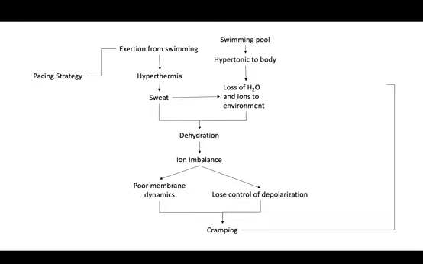So the first thing we're going to try to do is we're going to try to pace. And so what's pacing going to do? Well, pacing is going to slow down the exertional heat buildup that's going to take place, which is going to reduce the amount of sweating that's going to take place. And we're able to go a little bit longer, but we're still going to have dehydration taking place. And we're still going to have ion imbalance, and we're still going to have poor membrane dynamics, and we're still going to have a loss of control within the depolarization. And that's all because of a poor water balance strategy.